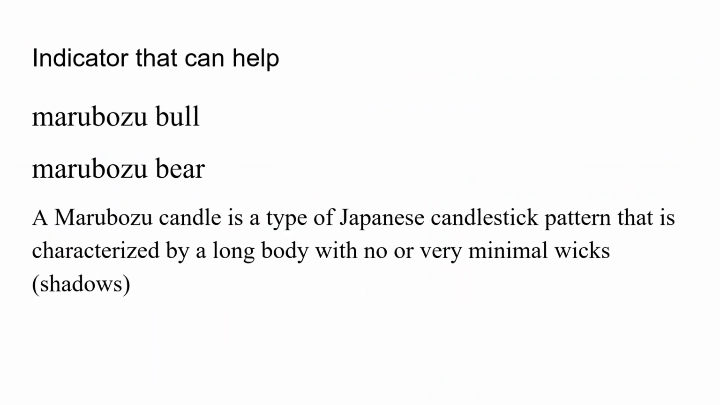Now, an indicator that can help is the Marubozu bull candle and Marubozu bear. I hope I'm saying that right. I'm probably not. But the candle, I'm just going to call it an expansion candle. But this is the technical term for it. It is a type of Japanese candlestick pattern that is characterized by a long body with no or very minimal wicks, or shadows, either way. So it's just a strong down close candle, that's all, or up close candle.